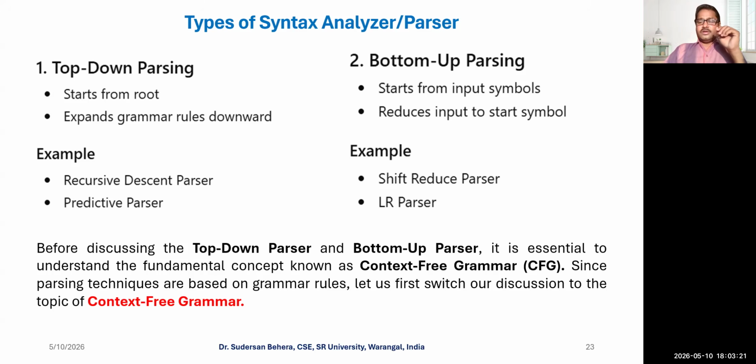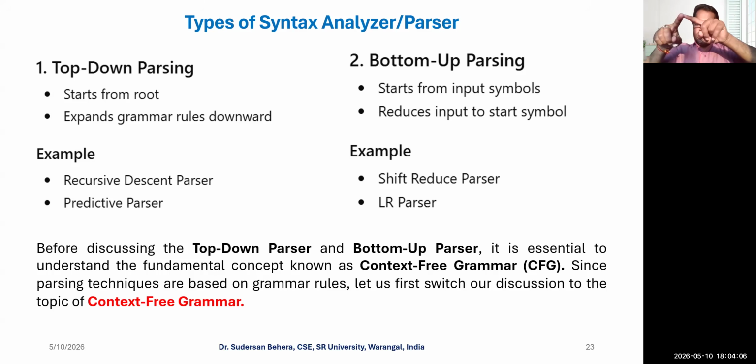So it starts from the root and expands the grammar rules downwards. That is why the parser is named top-down, because it starts from the top and comes down. That is why it is named top-down parsing or top-down parser. On the other hand, the other parser is called the bottom-up parser. Bottom-up, as per the name suggests, first starts constructing the leaf nodes, the child nodes of the tree.